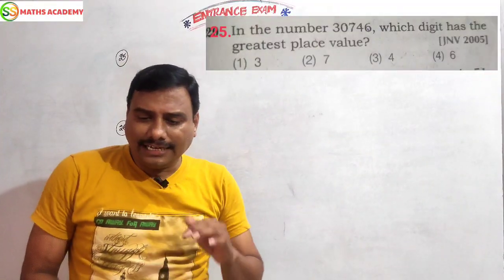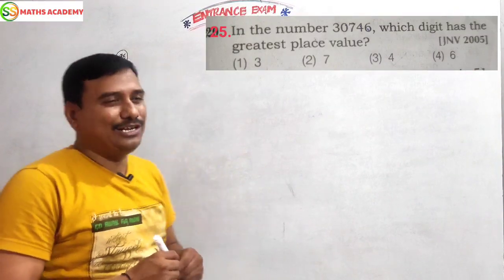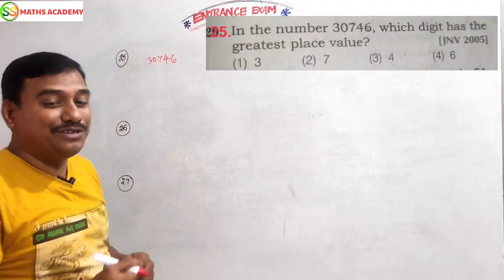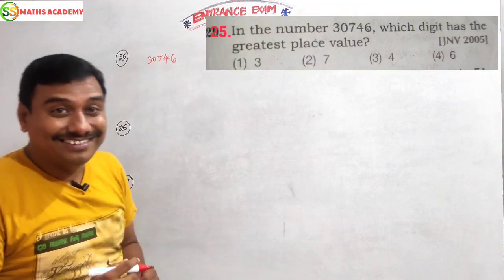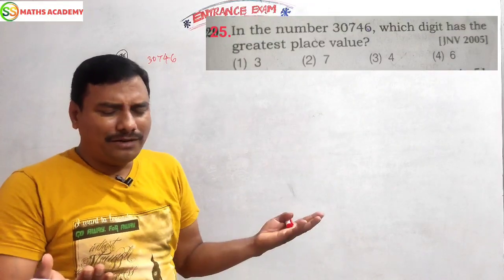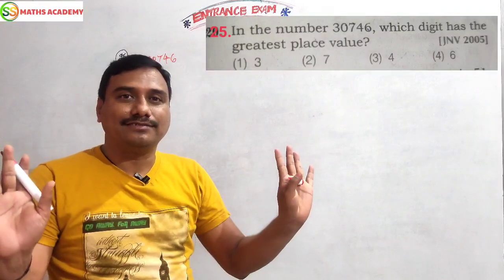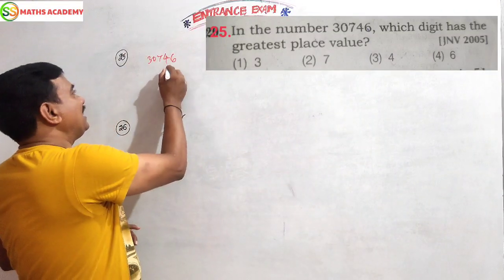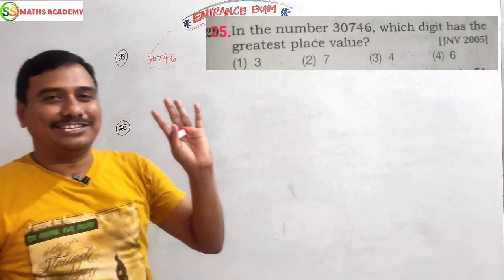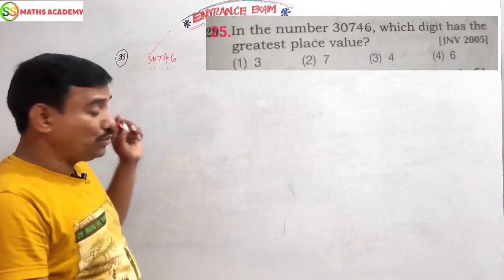Now the question is, in the number 30,746, which digit has the greatest place value? These kinds of questions also they gave in 2007 Jawahar Navodaya. Friends, you see place value, which is the greatest value? Simple. From the left, what is the first number? 3. 3 is the answer. Ones, tens, hundreds, thousands, ten thousands. Nothing to worry about. Answer is over. So which is the correct option? First option.